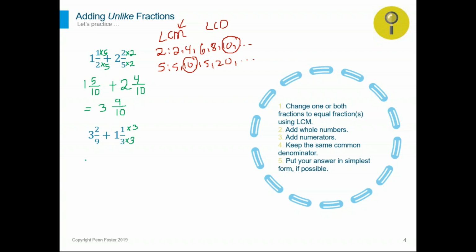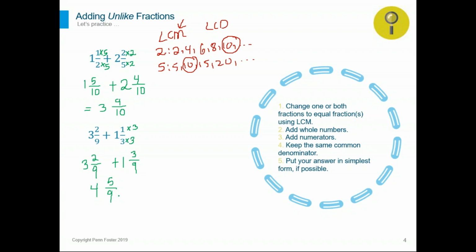So the problem becomes 3 and 2/9, because we did not change that number, plus 1 will stay the same. 1 times 3 on the top is 3. 3 times 3 on the bottom is 9. Now we have two mixed numbers with the same denominator, and then we can apply the rule of addition for fractions. 3 and 1 is 4. 2 and 3 is 5. And 9 will remain in the denominator. The answer is 4 and 5/9.